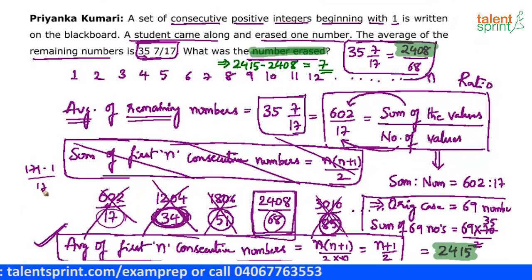So 170 by 17 will come out to be 10. Average should be 10, but the given average is 35. Hence, it is not possible. This is ruled out. Same verification you do for the remaining ratios.